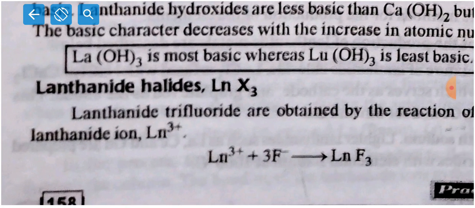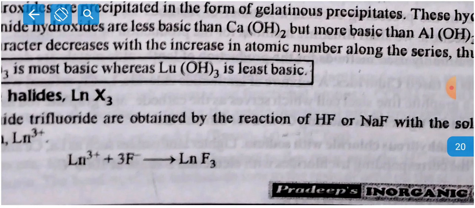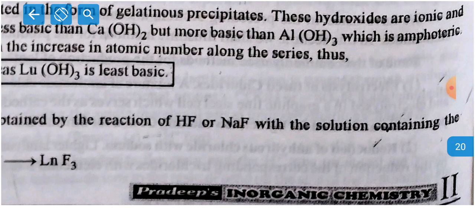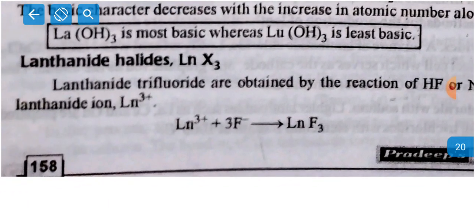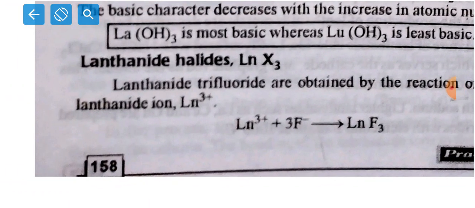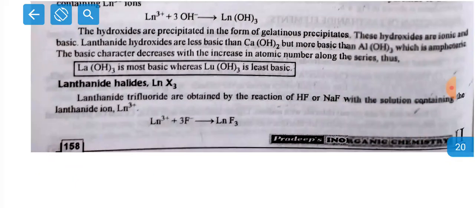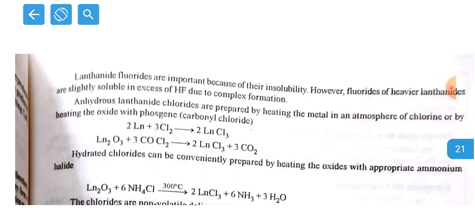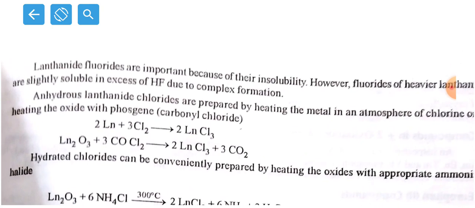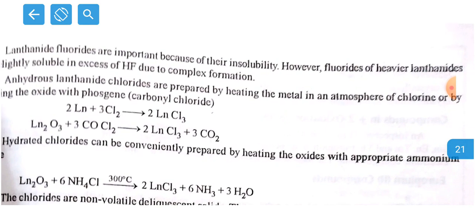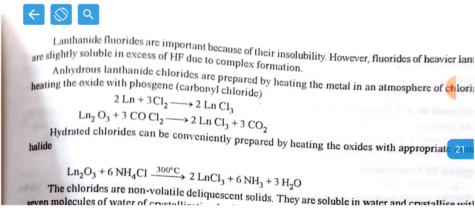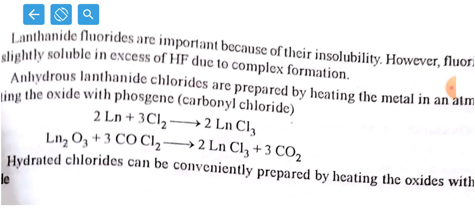Lanthanoid halides, LnX3. Lanthanoid trifluorides are obtained by the reaction of HF or NaF with the solution containing the lanthanoid ion Ln3 positive. Ln3 positive plus 3F negative gives LnF3. Lanthanoid fluorides are important because of their insolubility. However, fluorides of heavier lanthanoids are slightly soluble in excess of HF due to complex formation.